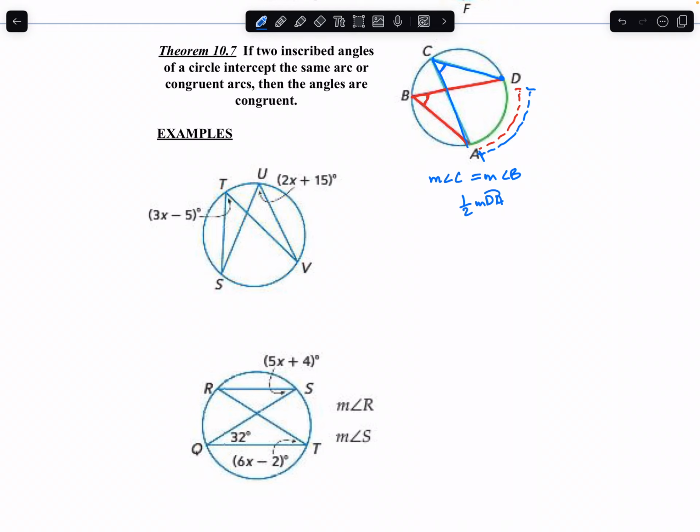Okay, so let's try some examples. Here we have angle T and angle U. T opens up to this opposite side, SV. This is SV. And at the same time, we have angle U opens up to the same side.